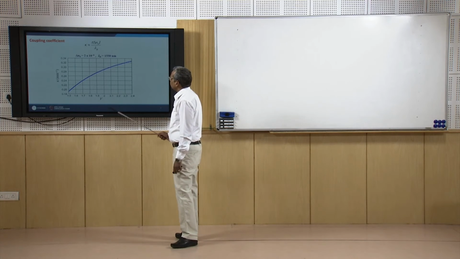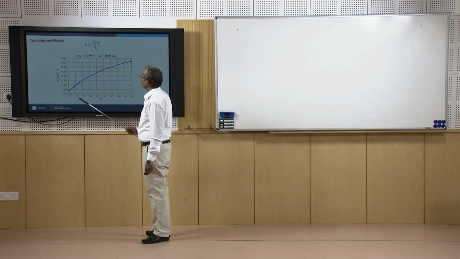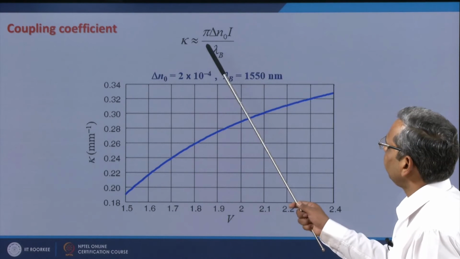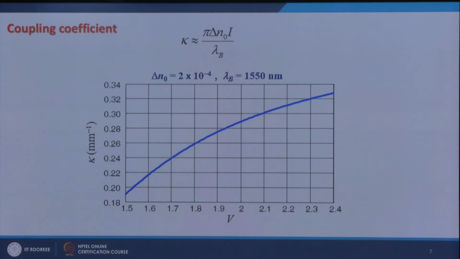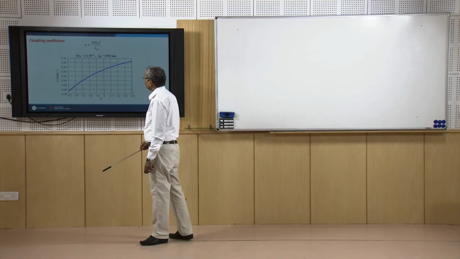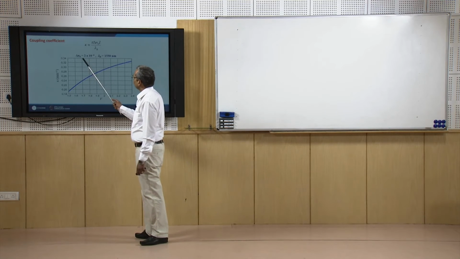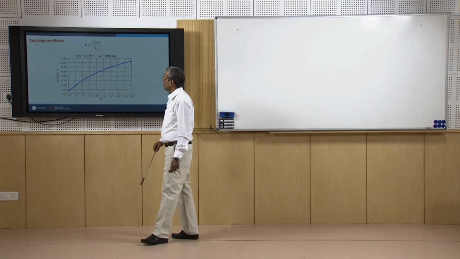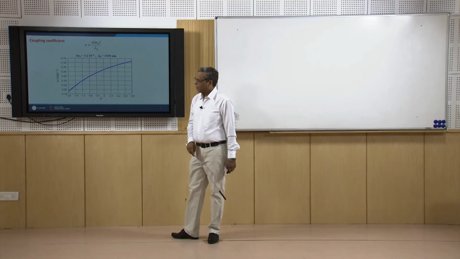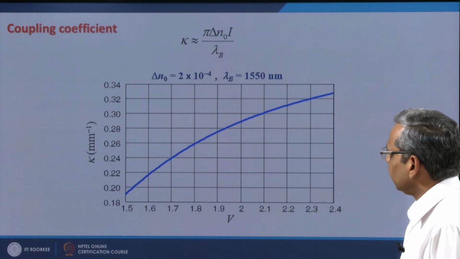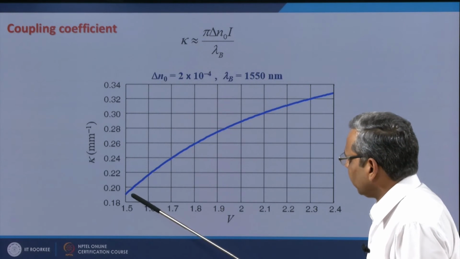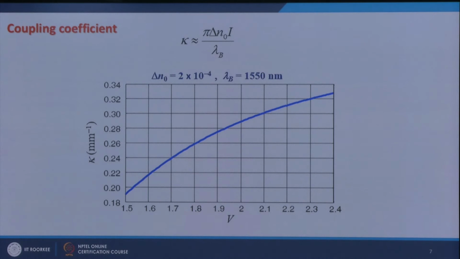So, the strength of interaction, which is defined by the coupling coefficient, is given by pi delta n 0 I over lambda b. Now, I already know how I varies with V, so I can find out how kappa varies with V. If I take a typical value of delta n 0 as 2 into 10 to the power minus 4 and Bragg wavelength as 1550 nanometers, then kappa varies with V like this.